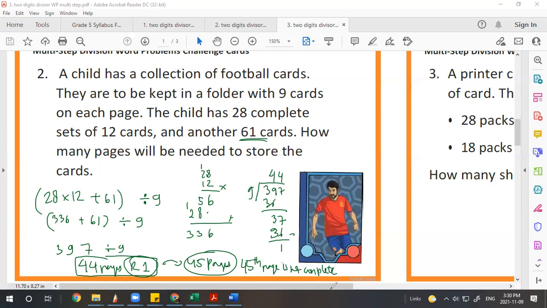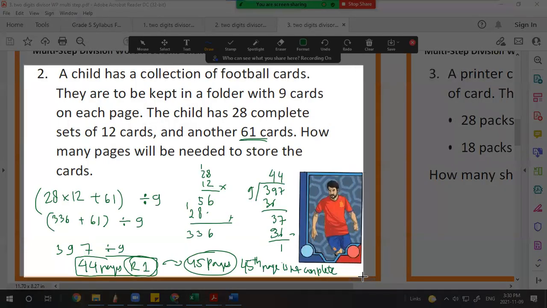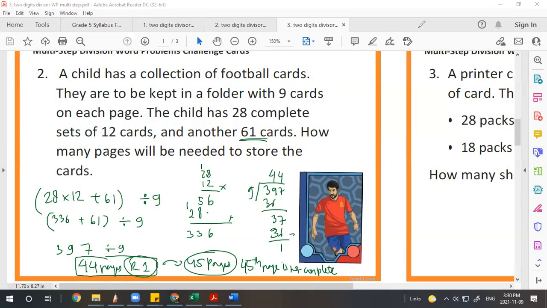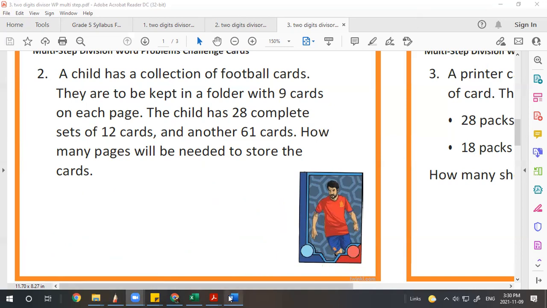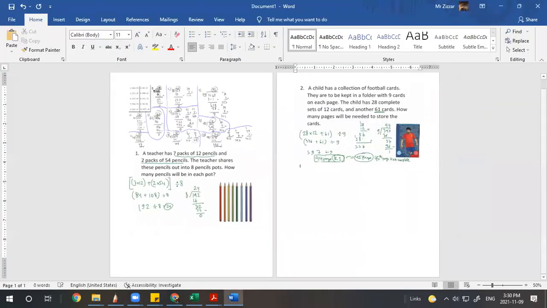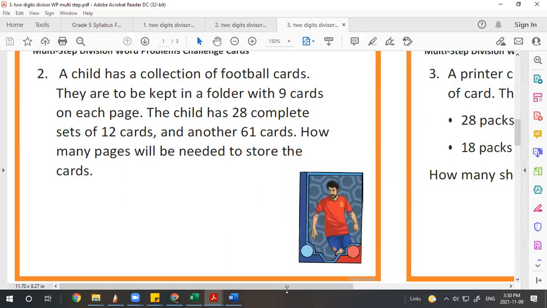Yep, the answer is 44 point something. Okay, the 45th page is not complete yet, so this will be our working here. Pay attention to when to multiply, when to divide, when to add, when to subtract. Okay, everything is in order.